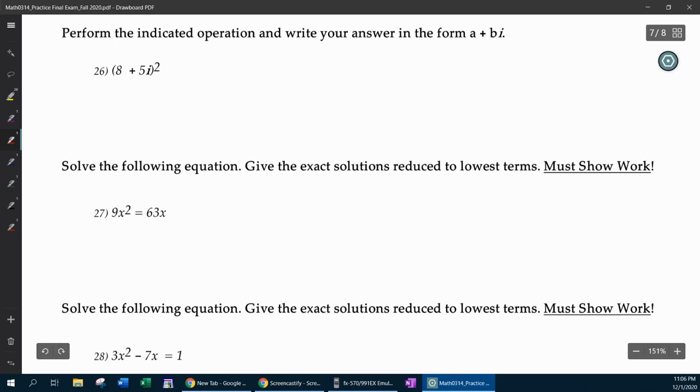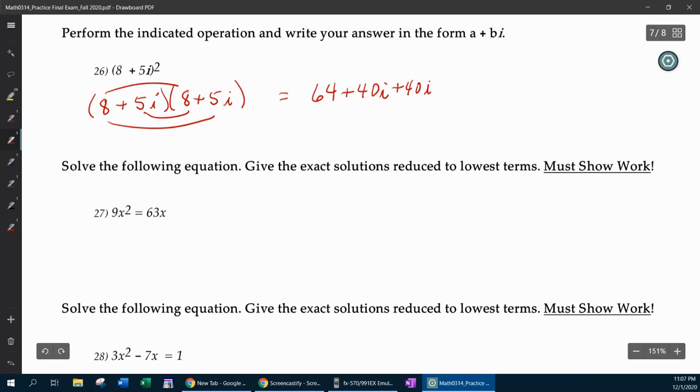26. Perform the indicated operation. Here we have a complex number squared. Remember, to square anything means to multiply by itself. And this is going to indicate the FOIL method. So let's F it up. Let's FOIL it. 8 times 8, 64. On the outside, 5 times 8, that's a plus 40i. Make sure you get the i in there. On the inside, we have another plus 40i. And last but not least, we're going to have a plus 25.